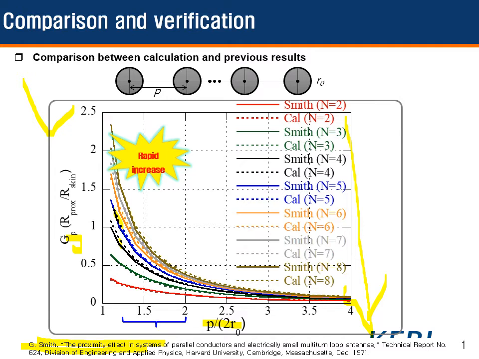Also, as the number of conductors n increases and P over 2R0 is lower, the proximity factor Gp increases dramatically. That is, the AC resistance will also increase dramatically.